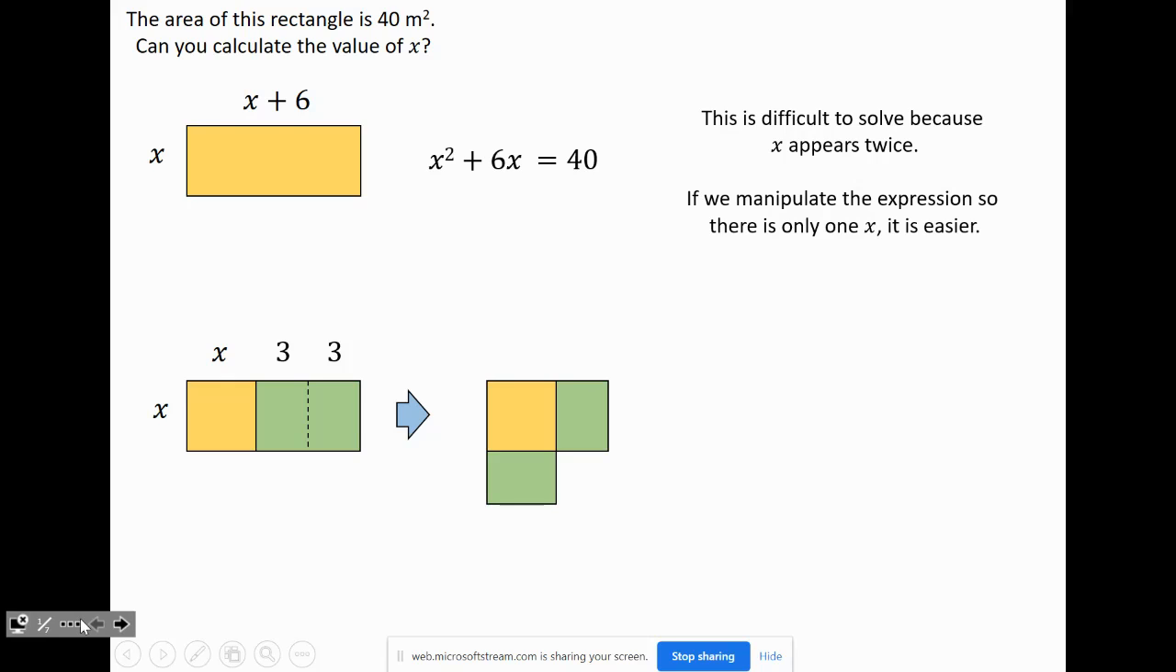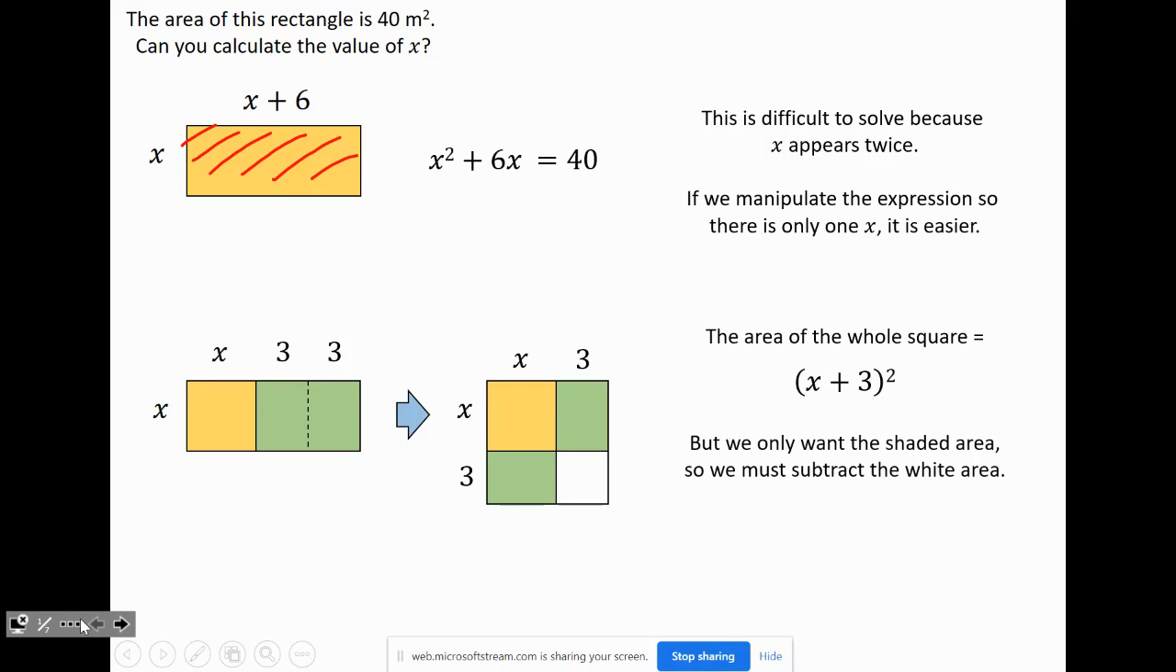green areas underneath, you can see that what we have here is almost a complete square, with just that white bit missing. So the area of the whole square is going to be (x plus 3) squared. So the difference between the whole square and the actual area that we want to find out is just the white box. We only want the shaded area, so we need to subtract the white area. The white area in this case is 9.